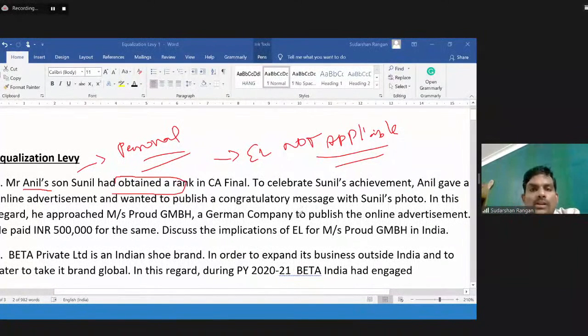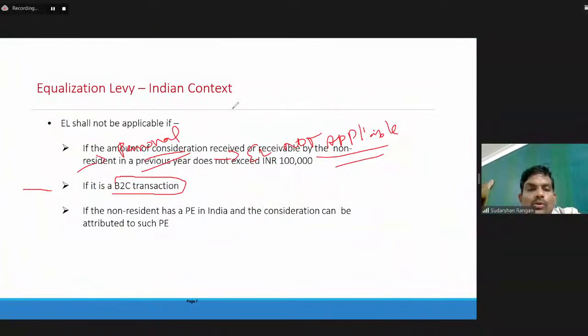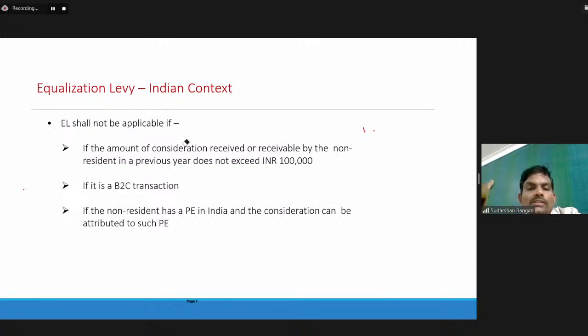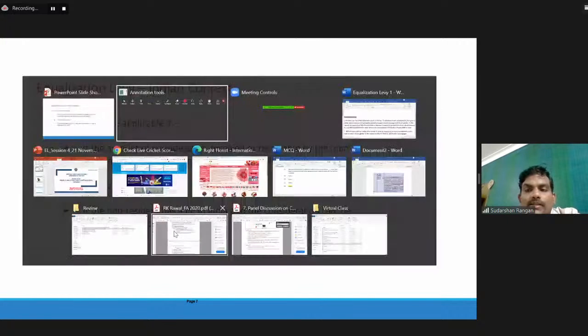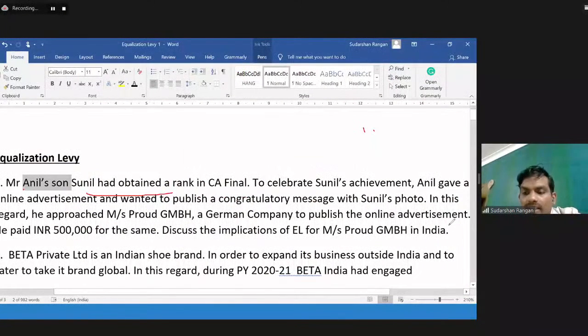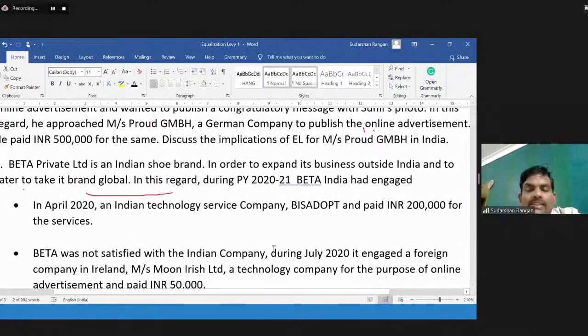Since this is for personal purposes, the payment by the buyer is for personal purposes to a German online advertisement service provider. This is excluded under the equalization levy. So I wanted to bring to your attention that there are some exclusions to equalization levy. One of the exclusions is if it is a personal transaction or a business to customer transaction. Now let's go to the second question to see when equalization levy can be applicable.